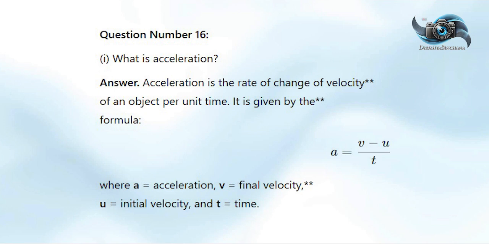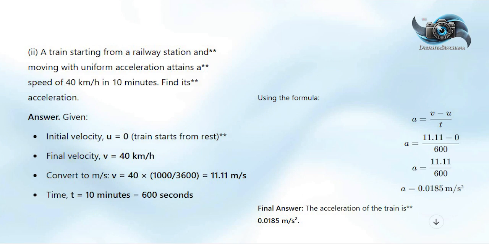Question number 16. What is acceleration? Answer. Acceleration is the rate of change of velocity of an object per unit time. It is given by the formula: acceleration equals final velocity minus initial velocity divided by time, where acceleration equals a, final velocity equals v, initial velocity equals u, and time equals t.